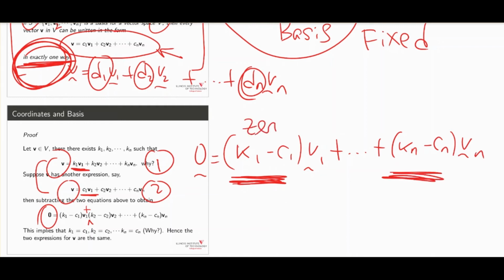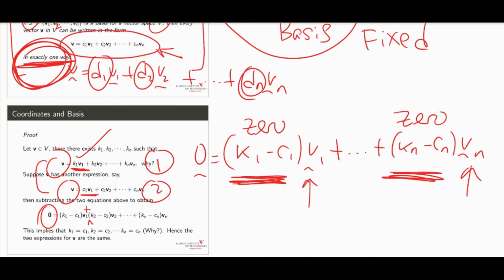These are all zero. Why is that so? Again, the reason is v1, v2, all the way to vn. These are not any type of vector. These are bases. So what does a basis do? A basis has two properties. Number one, they span. We use that here. Number two, they are linearly independent.